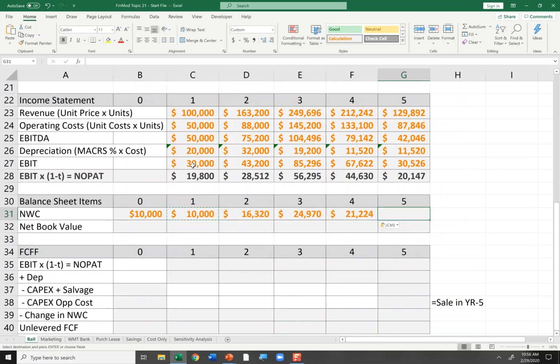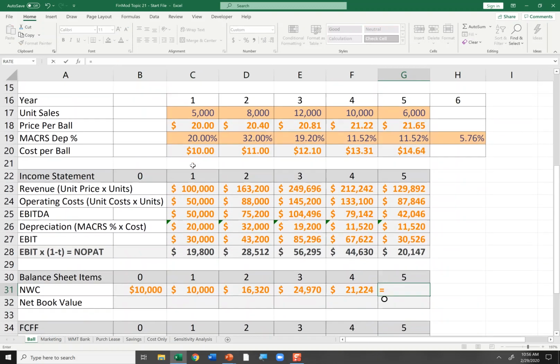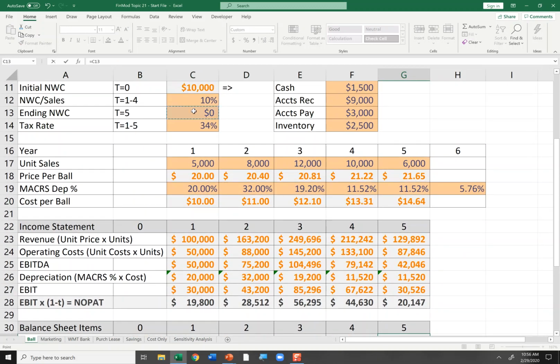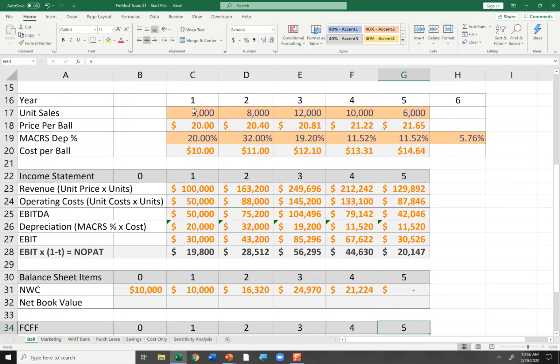However, I'm going to make the assumption, since this is a finite life project, we're going to close out all the receivables, close out all the payables, sell off the inventory, and bring the cash back to the company. So I'm going to say the net working capital at the end of year 5 is 0. So these are my net working capital amounts starting today and ending in year 5. The assumptions for working capital will vary.